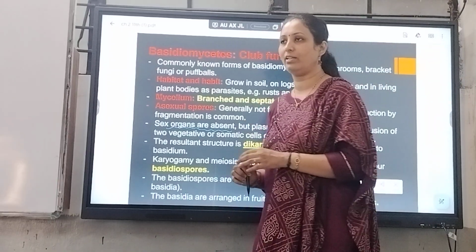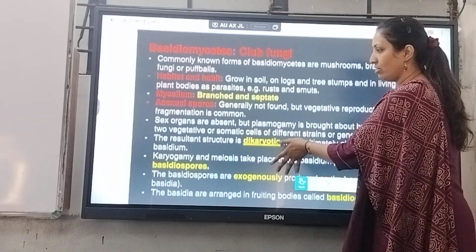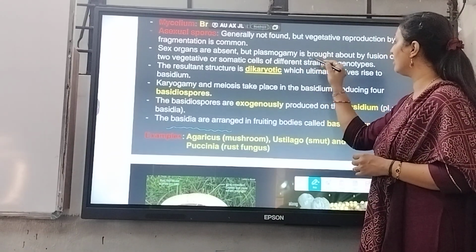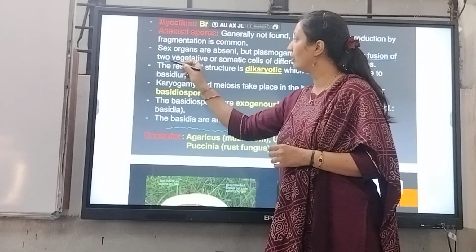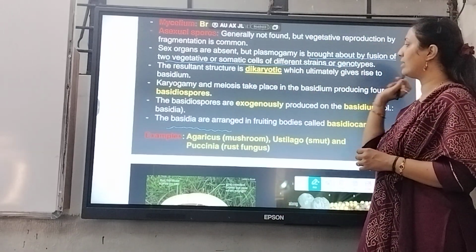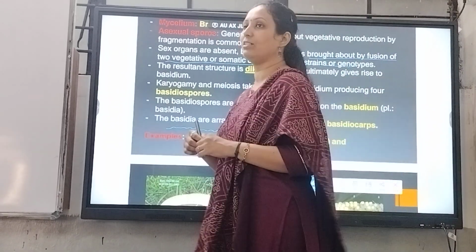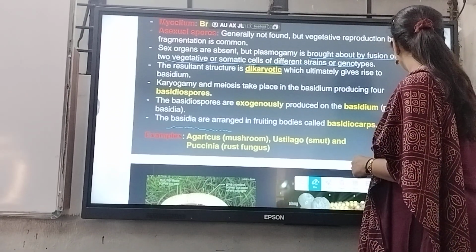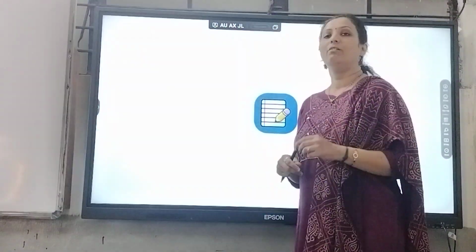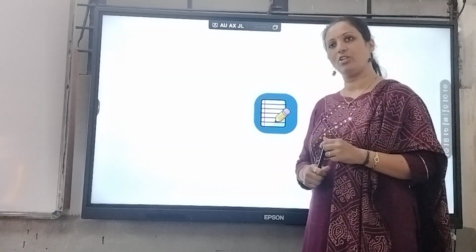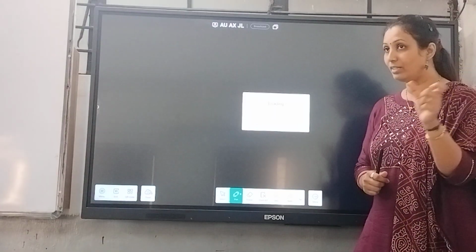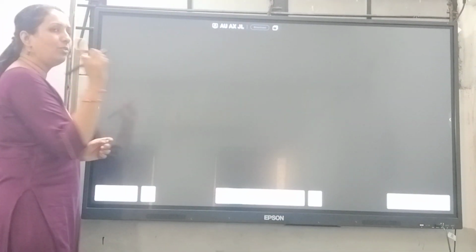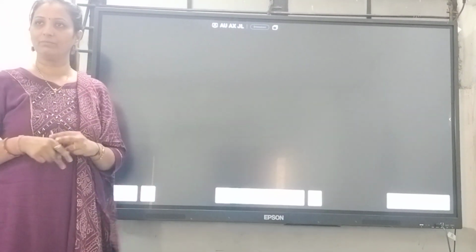Next one. After that, here sex organs are absent. This is the sexual reproduction part. So in that, sex organs are absent, but plasmogamy is brought about by fusion of two vegetative or somatic cells of different strains or genotype. So here one thing: vegetative or somatic cell is mentioned over here. Which two? Either vegetative or which one? Somatic. Okay.